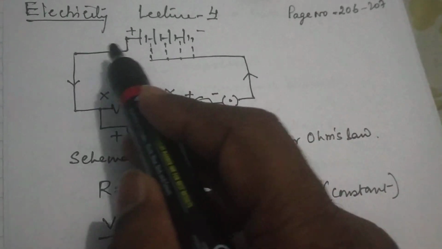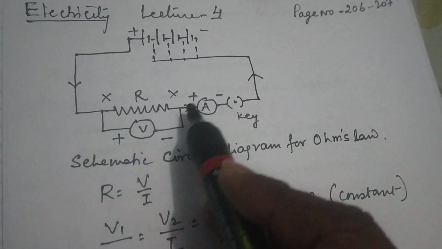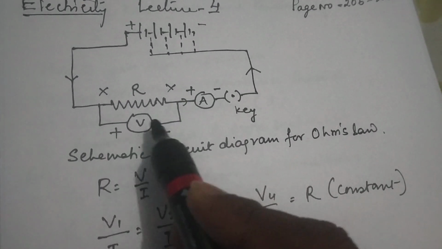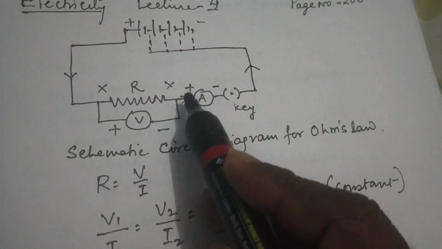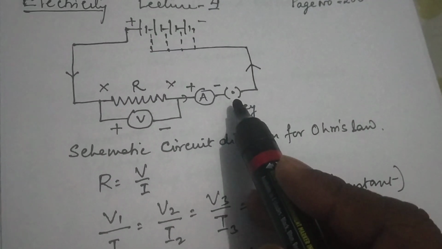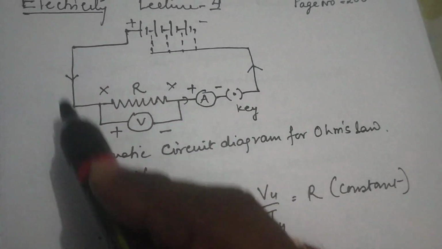Please see, there are the 4 cells I have taken. They are all connected. This is the resistance that I have connected. Voltage is measured by the voltmeter, which is connected in parallel. Current is measured by the ammeter, which is connected in series. This is the on key. So when we start, the current starts flowing in the same direction.